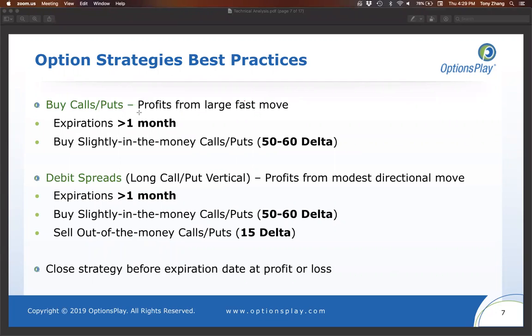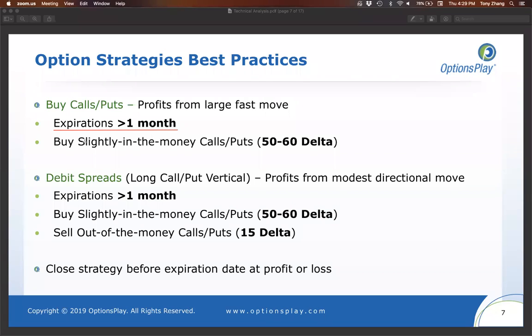So this is where we're trying to profit from a large, fast move in a specific direction. So if you think that the stock is going to move substantially higher or substantially lower in a relatively quick fashion, buying calls and puts is a great strategy to use. And the rule of thumb here is you generally want to select expirations that are at least 1 month or greater, because whenever you're buying options, you want to negate time decay as much as possible. And one of the best ways to do that is to simply buy a longer dated option. They will decay at a slower pace.